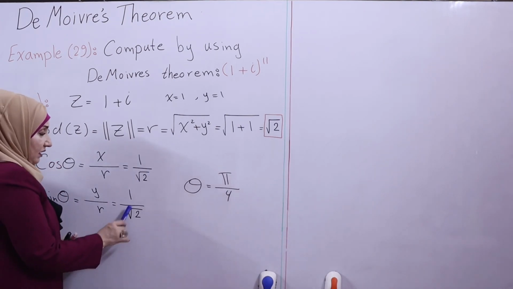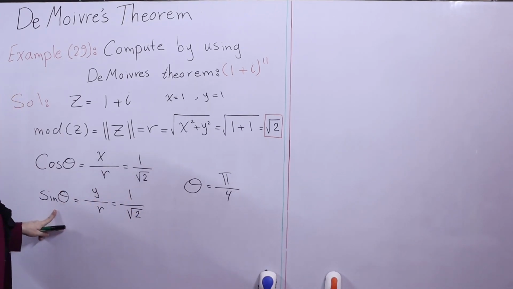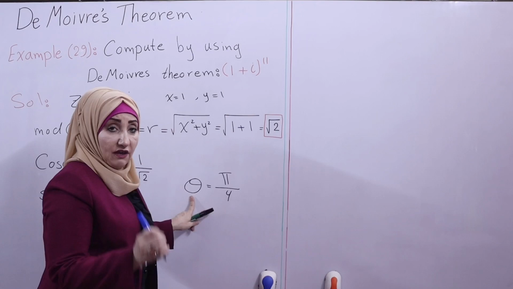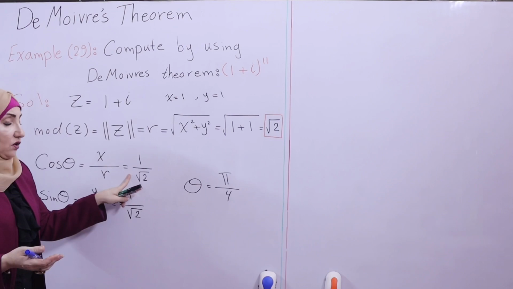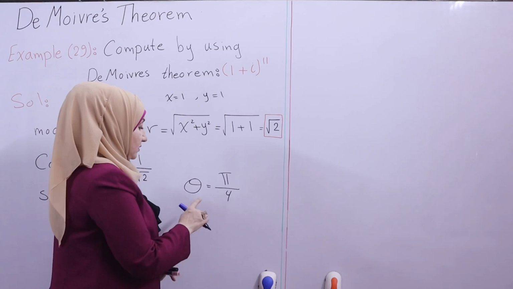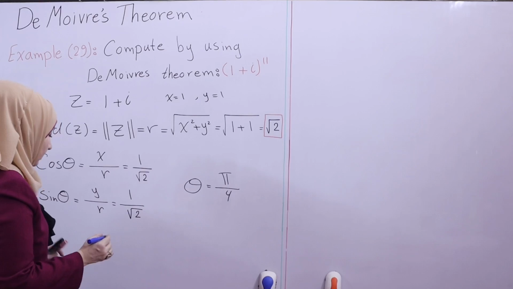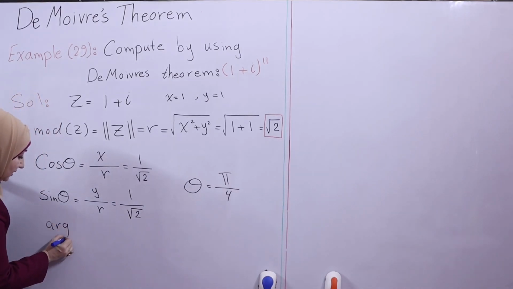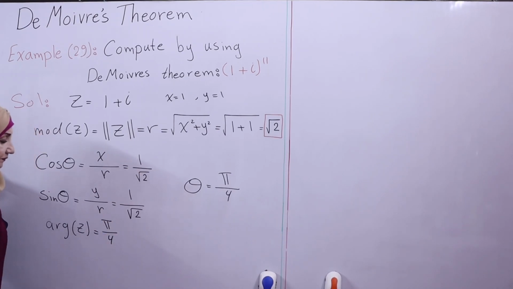We see the sign of the cosine is positive and the sine is also positive. So that means its location is in the first quadrant. إذن هي تقع في الربع الأول، لأنه الساين موجب والكوساين موجب. That means arg of z also equal pi on 4. So now we can write this complex number in the polar form.